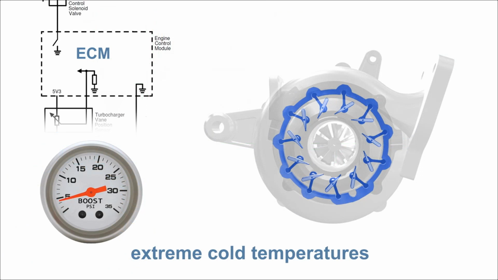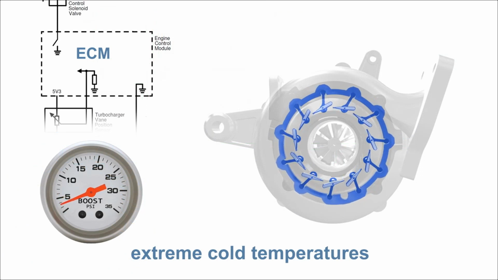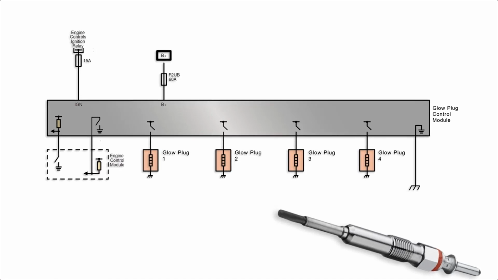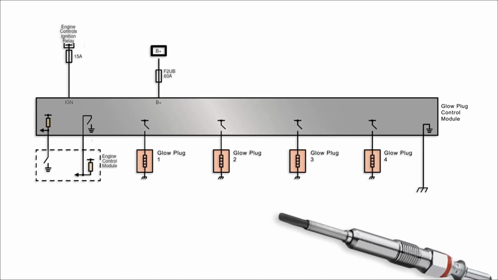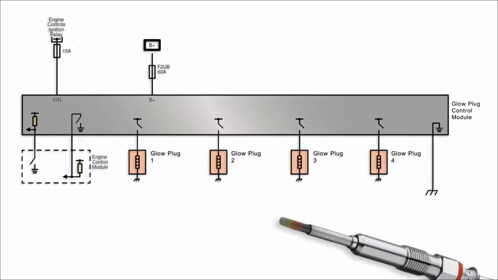In extreme cold temperatures, the ECM may close the turbocharger vanes at low load conditions in order to accelerate engine coolant heating. The ECM may also close the turbocharger vanes under exhaust braking conditions. Turbocharger vane control can be via direct electric motor operation or via an electrically operated vacuum solenoid, as it is in this engine. Glow plugs are used to heat the combustion chambers of diesel engines to help with starting.